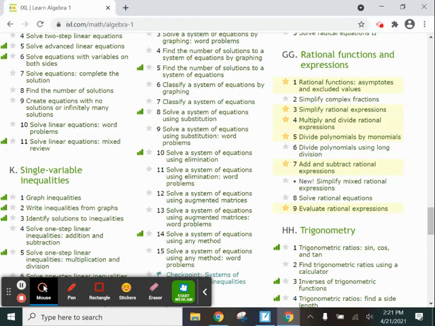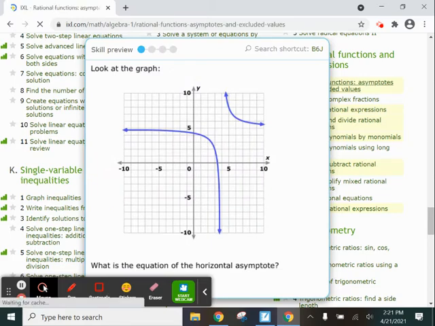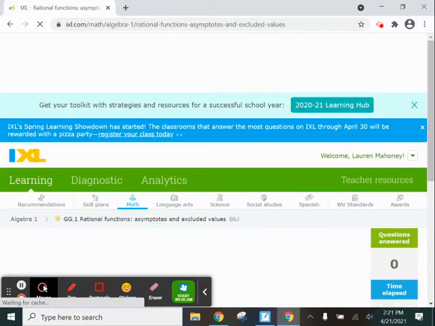Your part 1 video explanation for how to do the IXLs in Algebra 1 on rational functions and expressions. So this first video is going to cover GG 1, 3, and 4, and then our second video is going to cover 5, 7, and 9. So if you click on number 1, rational functions, asymptotes, and excluded values, you get the following questions.